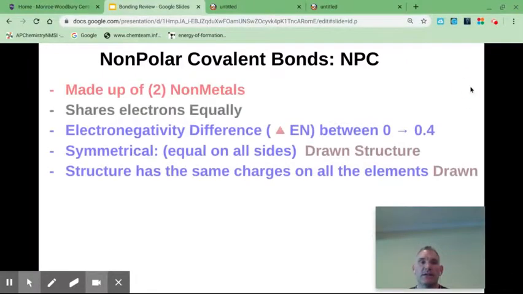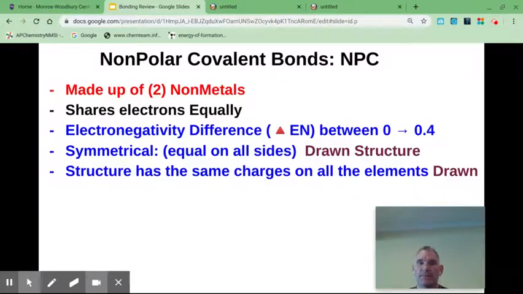As we know, two nonmetals, okay? Has to be two nonmetals. As we know, they're sharing electrons equally. Now, that doesn't really help us when it comes to the solution chemistry. The nonmetals does, but I need to know if it's polar or non-polar. Here, my electronegativity difference is going to be 0 to 0.4.